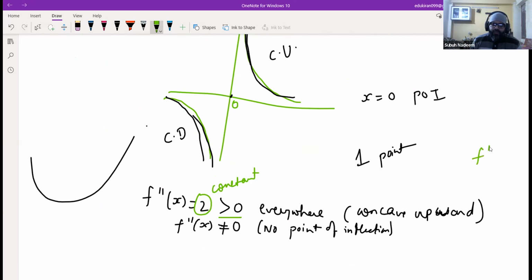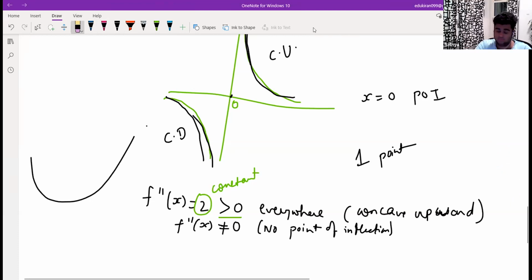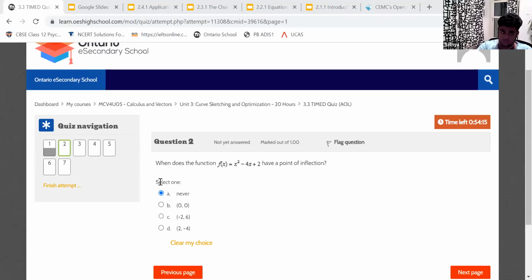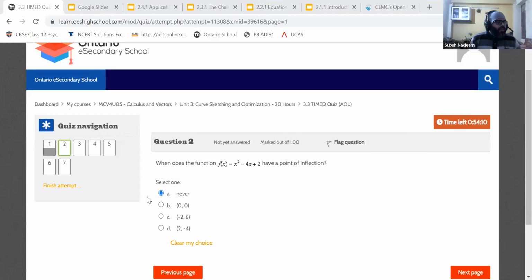It is not like f double dash x is equal to x plus 2. Then you will say, okay, x plus 2 will be equal to 0 when x is equal to minus 2. Then minus 2 is a point of inflection. But it is not so, na? Getting the point? Yes, sir. So it's never. It is never, no point of inflection.